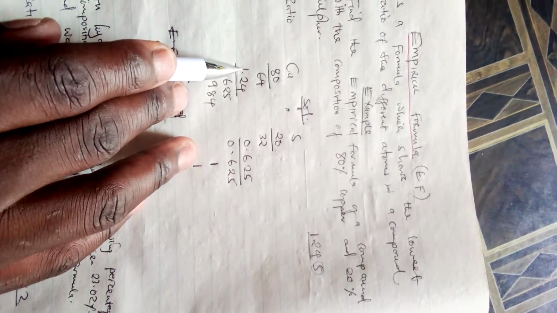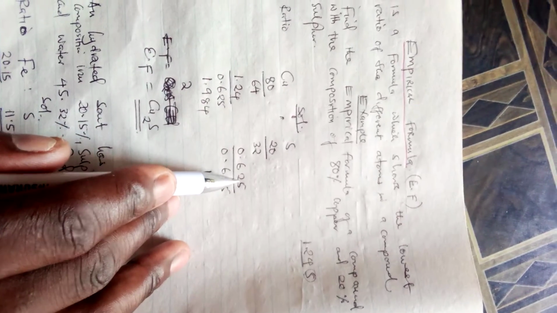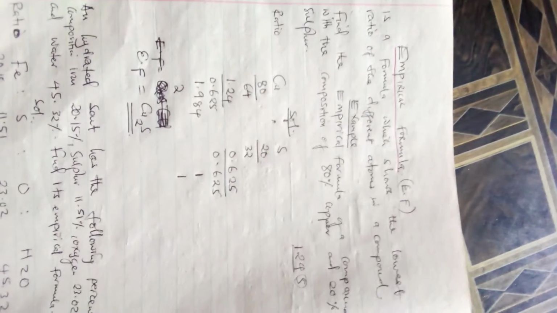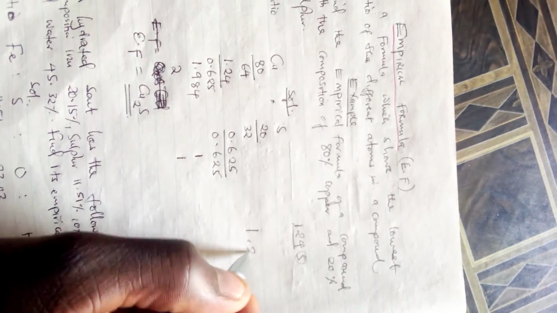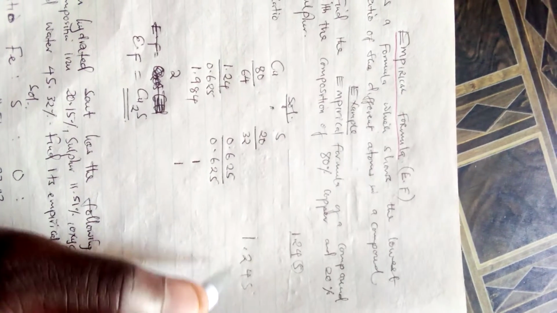So between 1.24 and 0.625, which one is smaller? It is this one. So you divide everything by the smallest number. Now remember, there are situations where the number that you find is written like 1.245. You might expect that you should round off. But even if this number is 5, you just keep the numbers as they are. You don't round off, because the point where we round off is only at the last step.